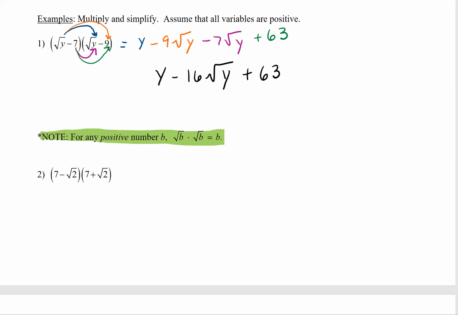All right, let's try another one. 7 times 7. 7 times square root of 2. Negative square root of 2 times 7. And negative square root of 2 times square root of 2. So that is just -2. Combine like terms.